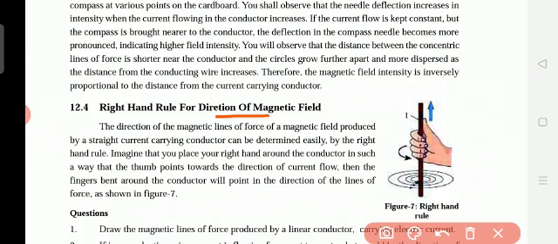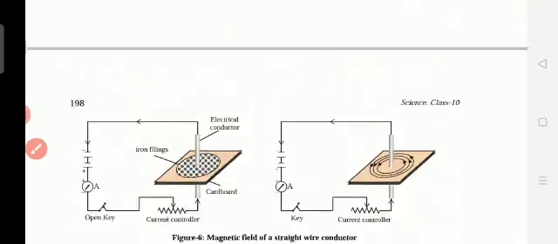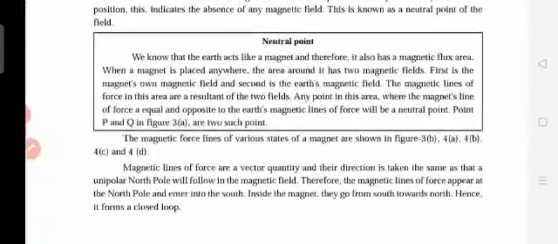Very important question: the direction of the magnetic lines of force. Magnetic lines, what are they? Magnetic lines are a vector quantity. Vector means direction. This point is important, so you underline it. I will show this one. It is on page 195.